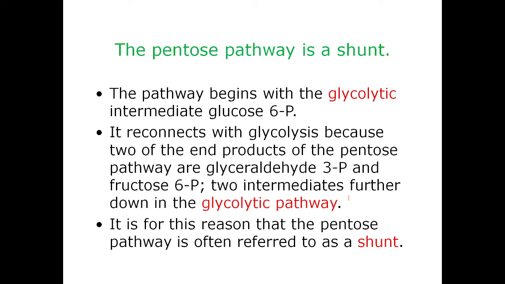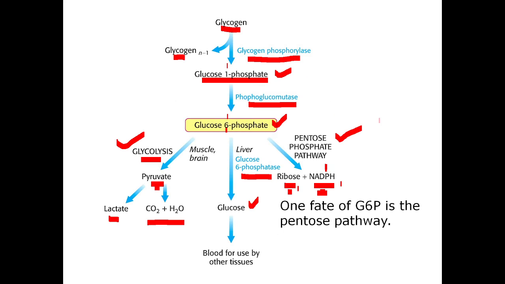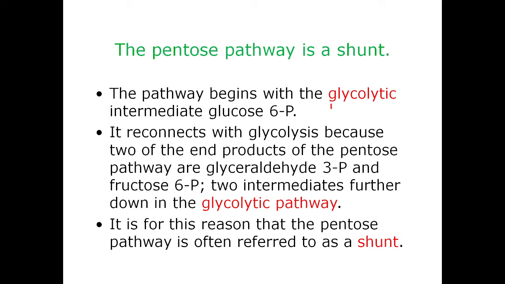So the pentose phosphate pathway is a shunt. The pathway begins with the glycolytic intermediate glucose 6-phosphate. We saw that glucose gets converted into glucose 6-phosphate, and this intermediate can serve as a substrate for the pentose phosphate pathway. It connects with glycolysis because two of the end products of the pentose pathway are glyceraldehyde 3-phosphate and fructose 6-phosphate.